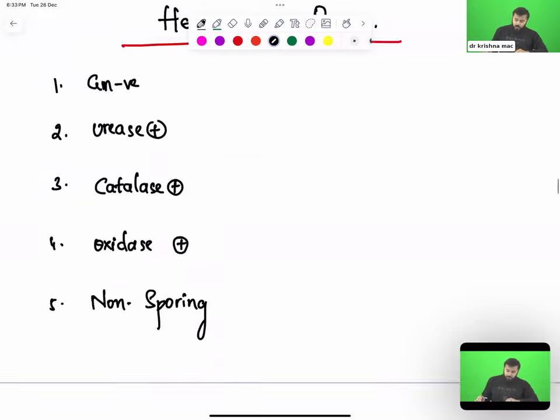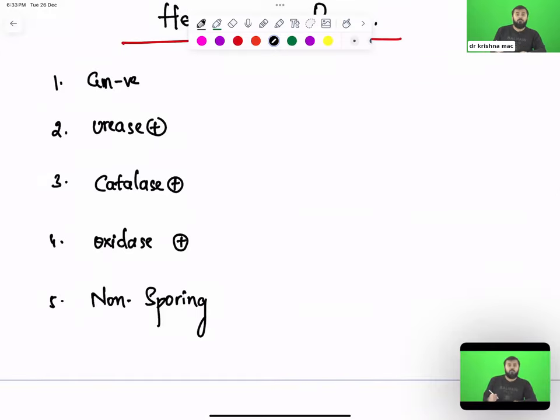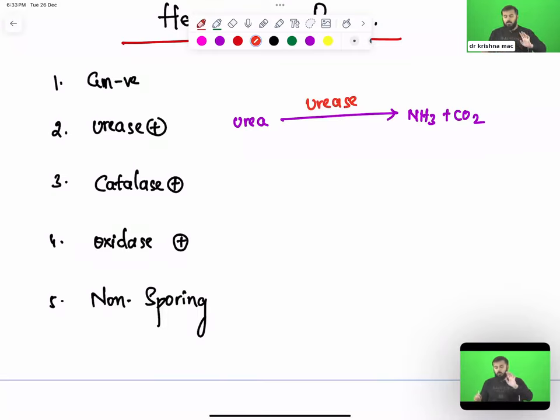Okay. Now, what is the function of urease? Urease kya karega? What will be the function of urease? See, urease positive since what? It releases urease. Okay. So within your body, you have got urea. Every one of us has a waste material in the body called urea. So urea is usually converted into ammonia plus carbon dioxide. Who is converting it? Urease will convert urea into ammonia and carbon dioxide.